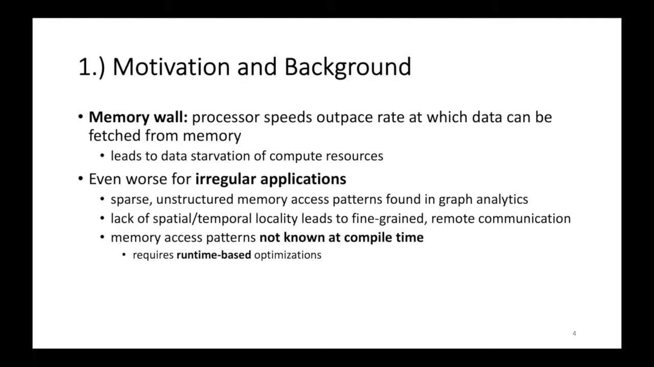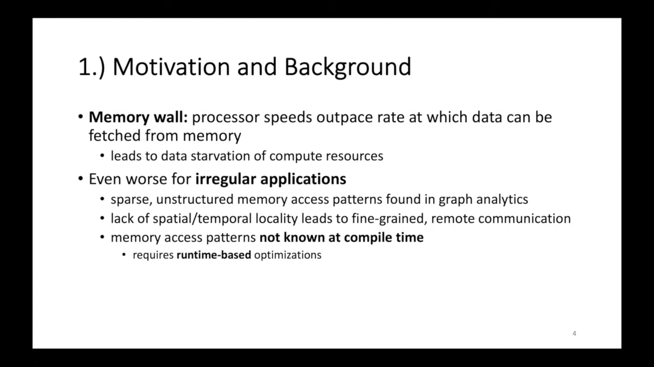All right, so motivation. What we're trying to address is the memory wall. The speed at which we can get data from memory is outpaced by the rate at which we can operate on it. So for these memory-intensive applications, we're pretty much just waiting on memory all the time. Now, for an irregular application, this is even worse. These are applications that have sparse and unstructured memory access patterns, things you'd find in graph analytics and sparse matrix codes. Because they lack spatial and temporal locality in their access pattern, we end up with fine-grained remote communication, which is going to be the bottleneck for performance.